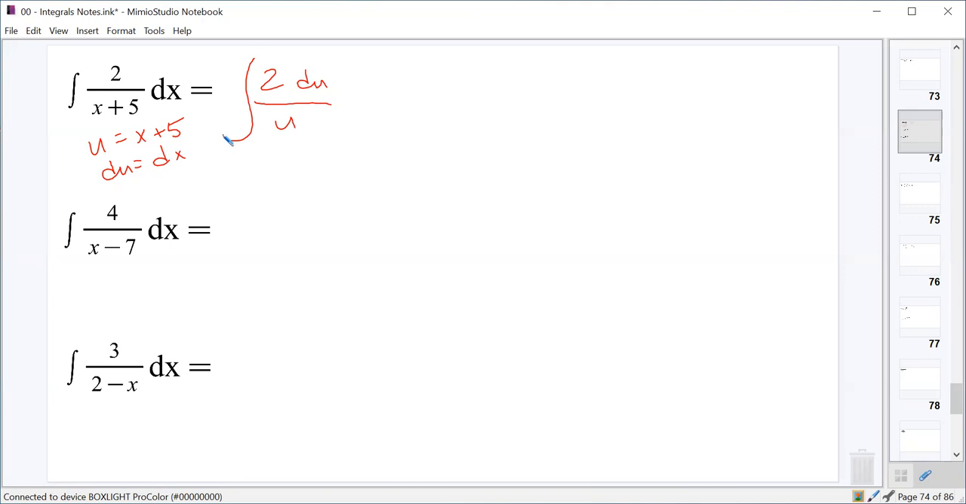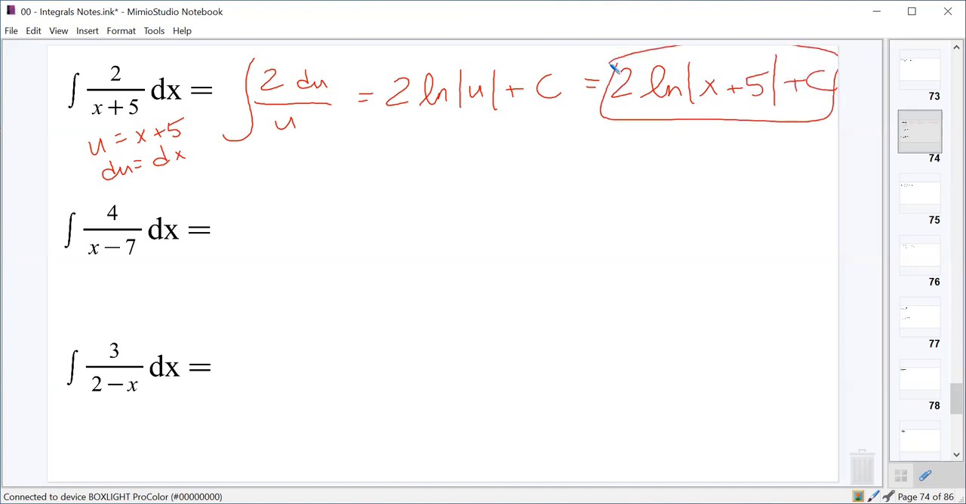Right? And the integral of 2 over u is just going to end up being 2 times the natural log of the absolute value of u plus your constant. And so we've got 2 natural log absolute value x plus 5 plus a constant. You're going to want to get to the point where you can just do that one straight away in your head without actually having to write out the u substitution.